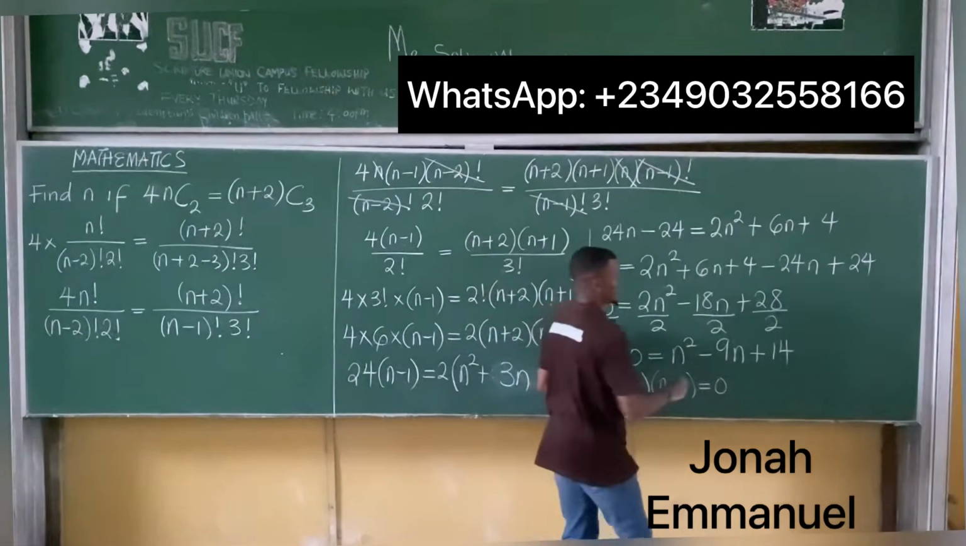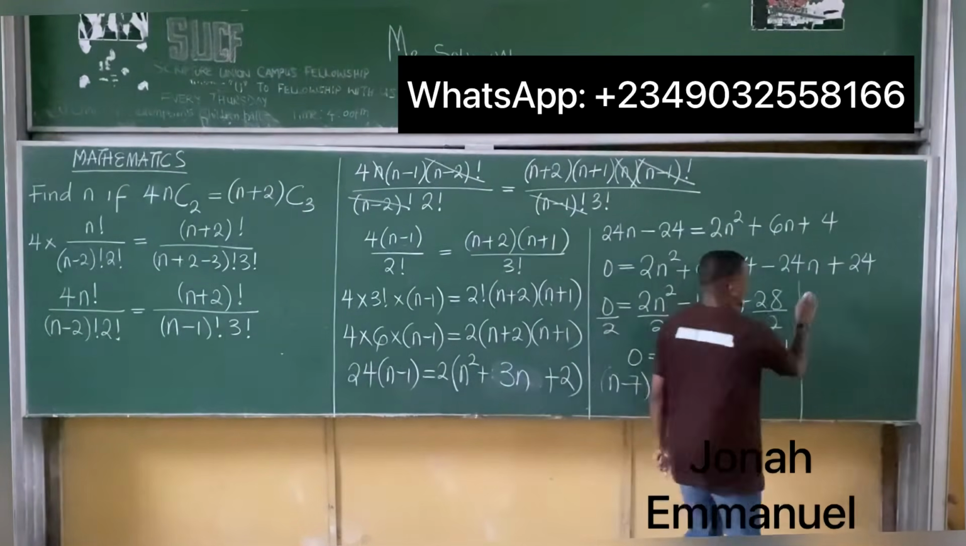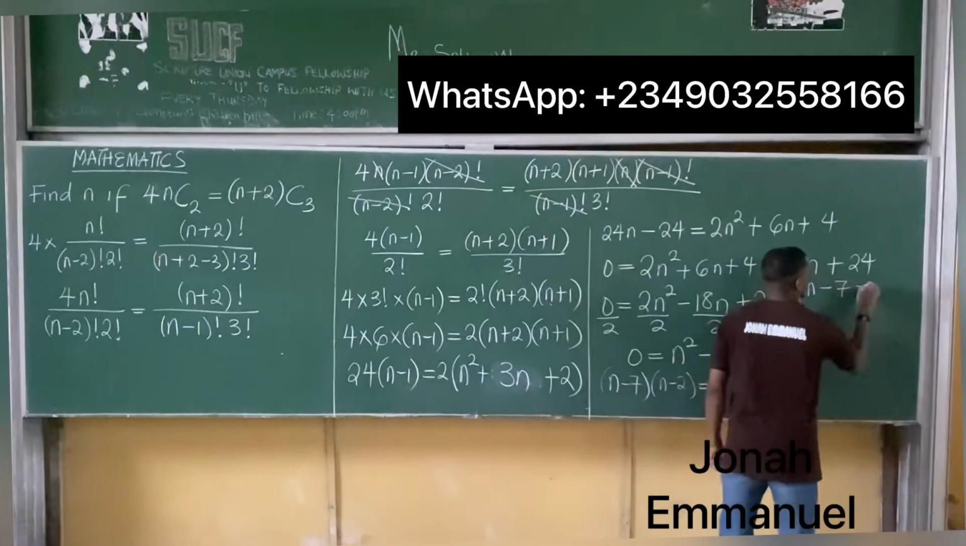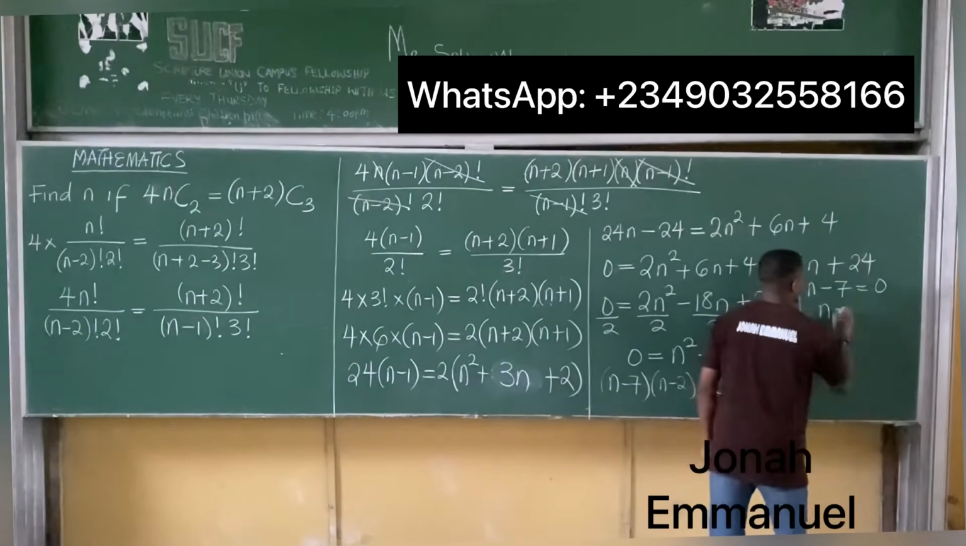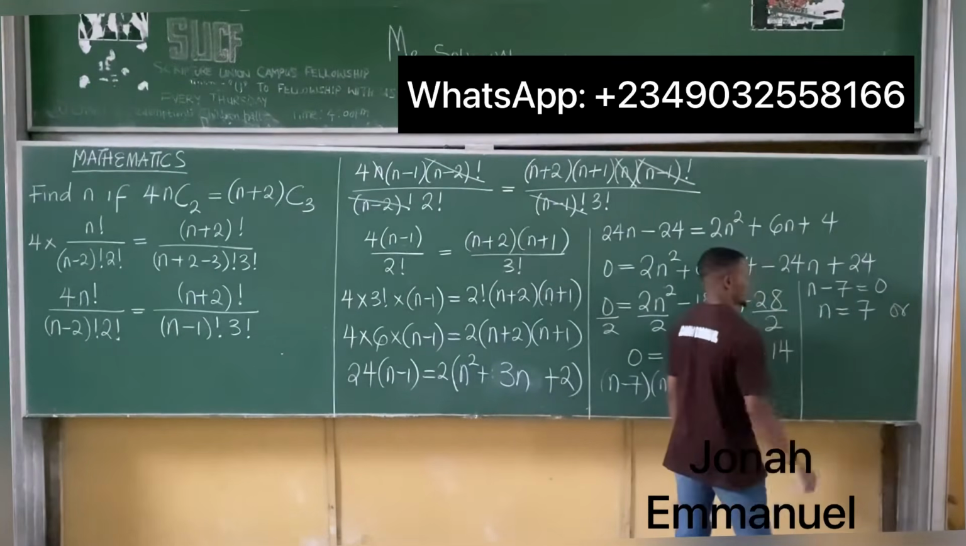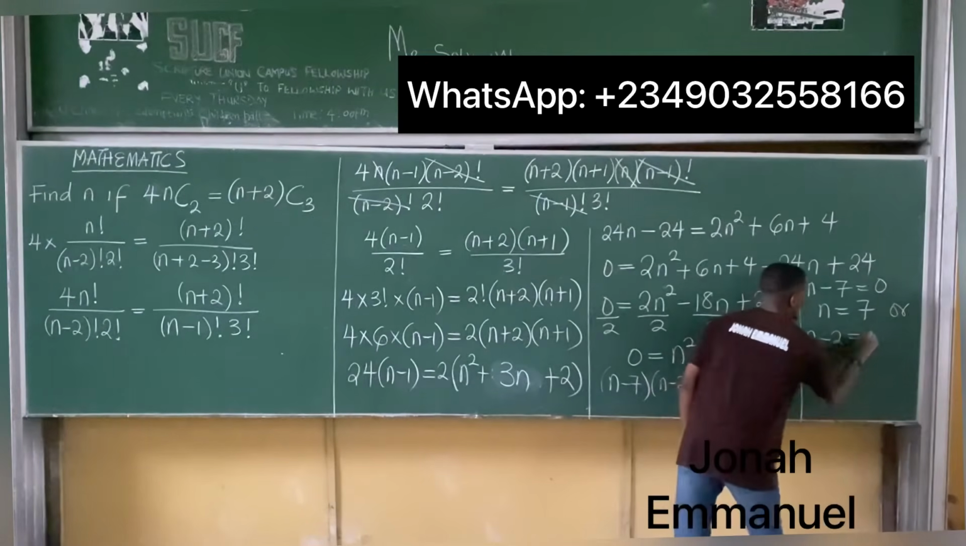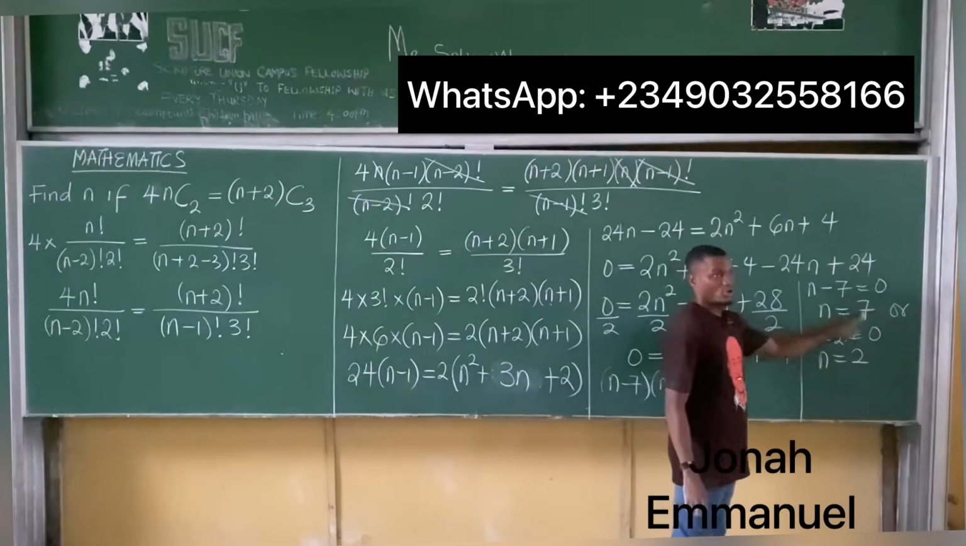So this would mean that from here, I'll have that n minus 7 is equal to 0. So n is equal to 7, or minus 7 comes here, becomes plus 7. Or, for this one, I have n minus 2 equal to 0. Move this over here, I'll have n is equal to 2. So n is equal to 7 or 2.